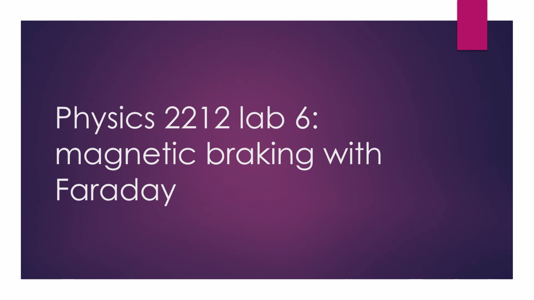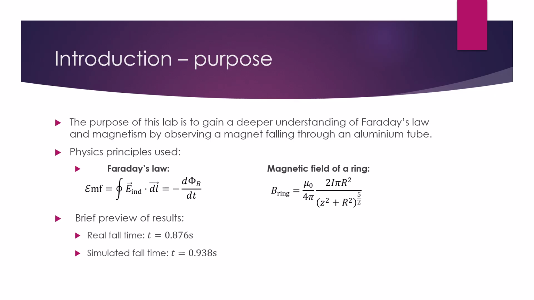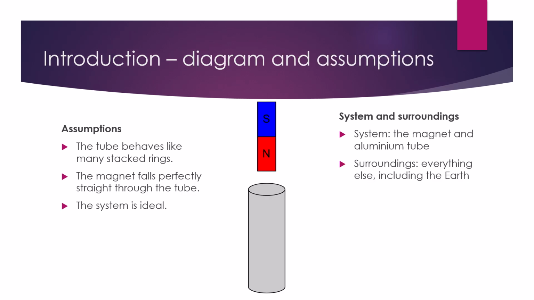Hello and welcome to my Physics 2212 Lab 6: Magnetic Braking with Faraday. The purpose of this lab is to gain a deeper understanding of Faraday's law and magnetism by observing a magnet falling through an aluminum tube. The two physics principles used are Faraday's law and the magnetic field of a ring, with their formulas given in the slide. A brief preview of the results is that the real fall time was 0.876 seconds and the simulated fall time was 0.983 seconds.